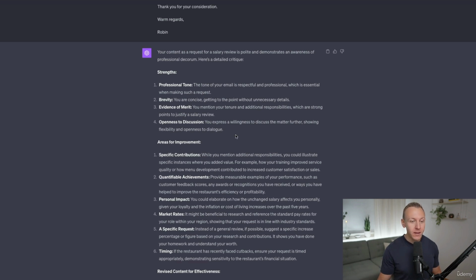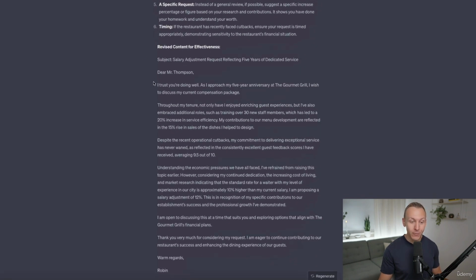So ChatGPT is recommending us to focus on specific contributions. For example, speaking about additional responsibilities to illustrate specific instances where I have added value, provide measurable examples of my performance, elaborate how the unchanged salary affects me personally, talk about market rates, specific requests, talk about timing, and then down below here, we have a revised example.